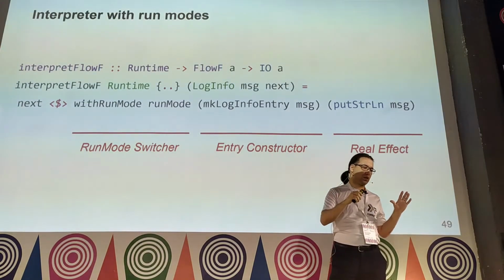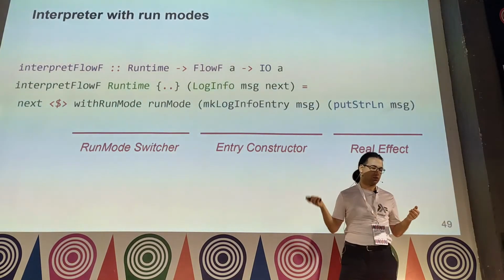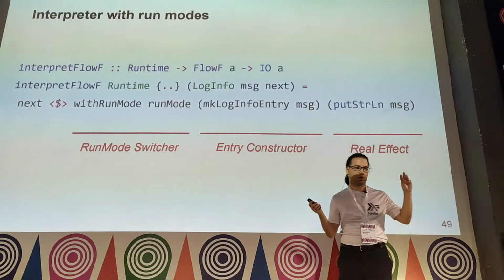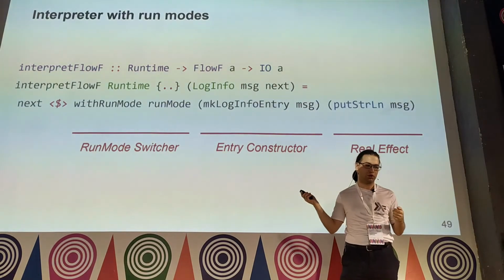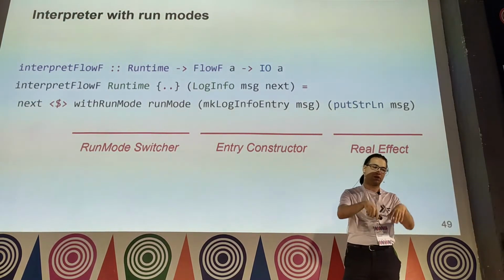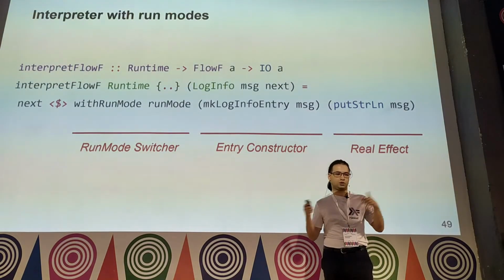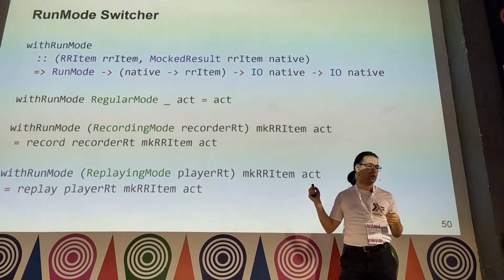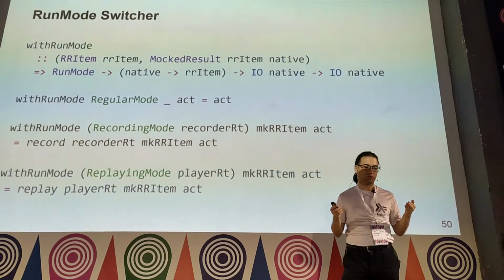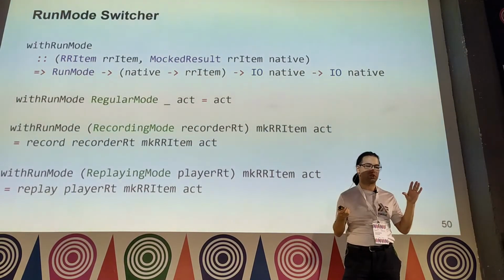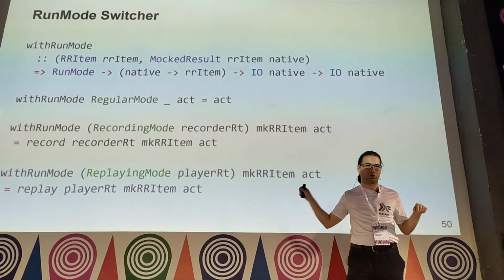And here you see that we call our effectful evaluation like putStrLn in some environment. With run mode is responsible for switching between those run modes, and there is an entry constructor that corresponds to the step we are evaluating. For example, we need to generate log info entry. We can put there the information we need. We, for example, are interested in the message, and we store it in the entry. And this with run mode function does all the thing to either record your step or maybe evaluate this step. I won't present you the details of these internal functions like record, replay. You can see the implementation in the showcase project. Okay.